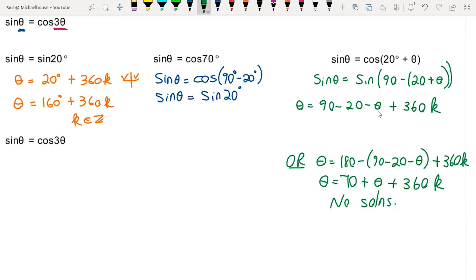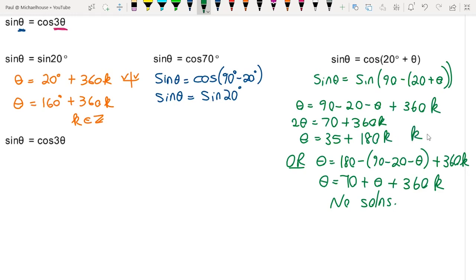In this one, if we add theta across, we get 2 theta equals 70 plus 360k. And so the only solutions are theta is 70 divided by 2, 35, plus 180k.